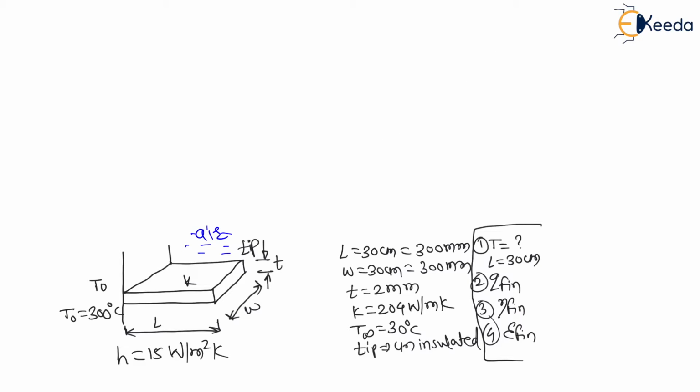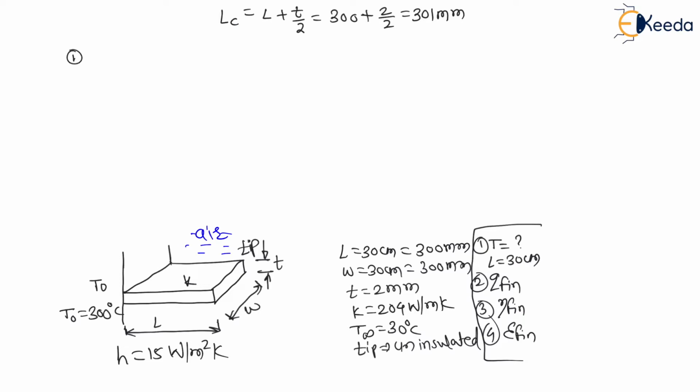Let us solve this question one by one. Here they have mentioned that the tip of the fin is uninsulated. Whenever the tip is uninsulated, we cannot use this length, we have to use the corrected length. The corrected length for a rectangular fin is length plus thickness divided by 2, which is 300 plus 2 divided by 2, which is 301 mm, right? To convert this mm into meter, we multiply with 10 to the power minus 3. This corrected length we have to use.